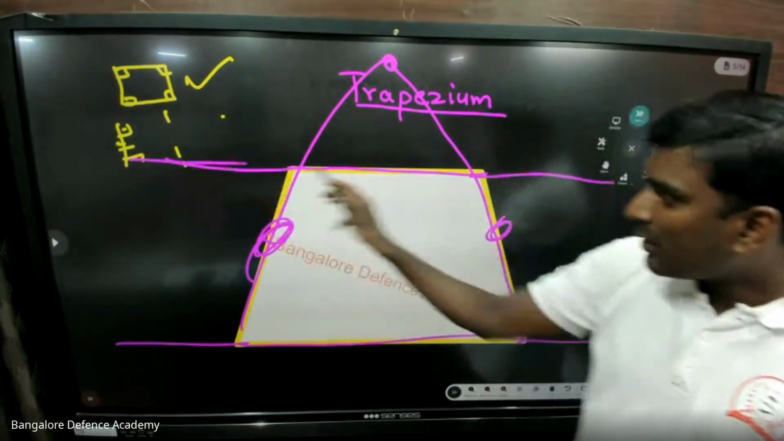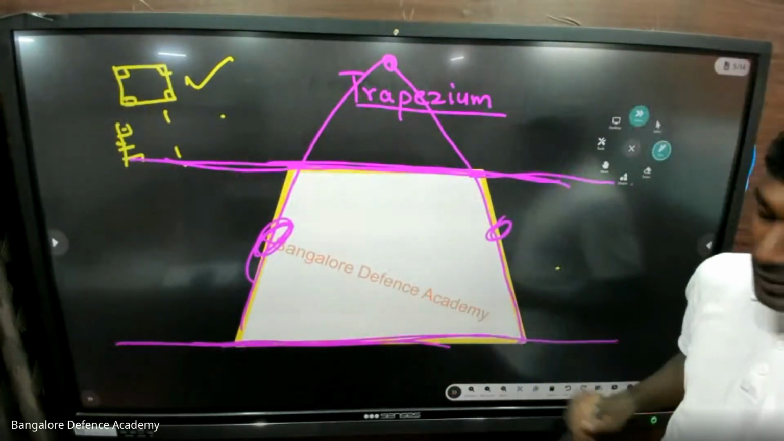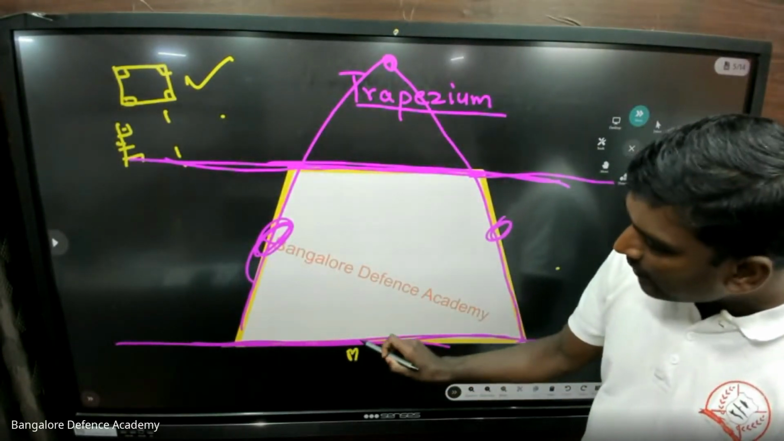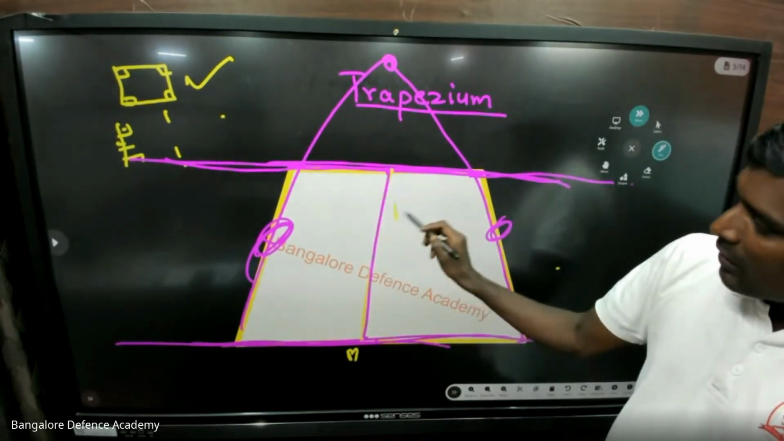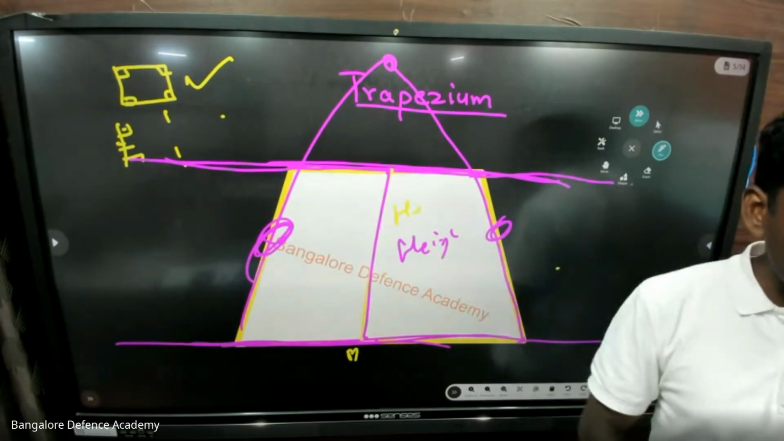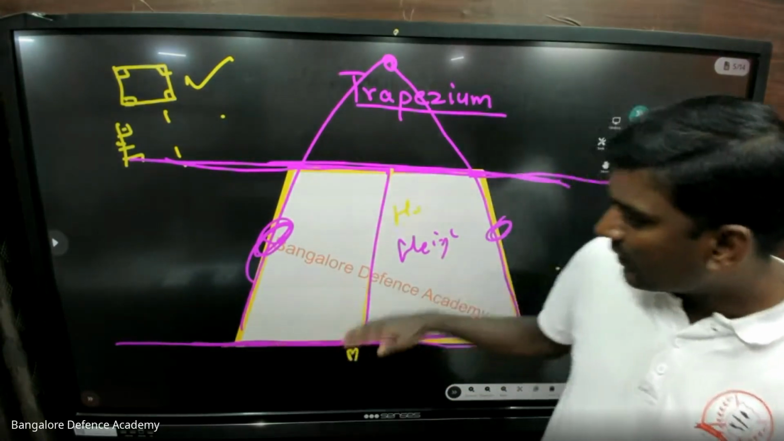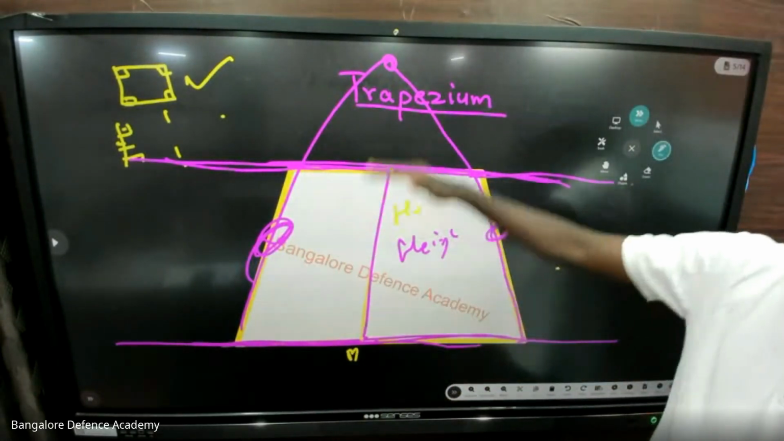So how many parallel lines can you see? 2 parallel lines. This is one parallel line, and this is another parallel line. If I take this baseline, from the baseline to this top, I call it the height of the trapezium. What is this here? Height of the trapezium. This is the base, this is the height.